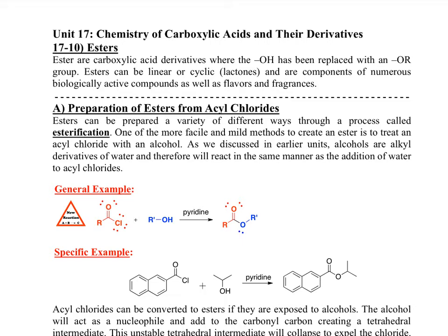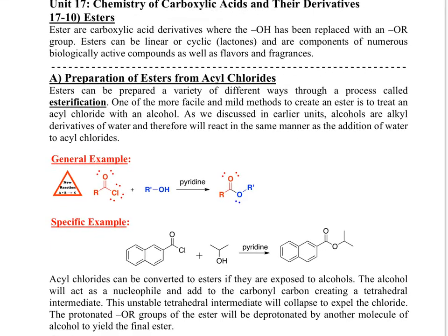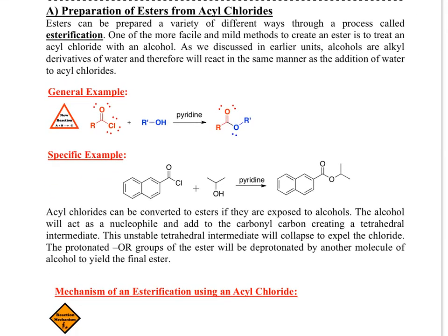So how do we prepare esters? Well, one way to prepare an ester is to take an acyl chloride and treat it with an alcohol. So here we've got a generic acyl chloride, and if we treat it with our generic alcohol, we will make an ester out of that. We need to use pyridine as a non-nucleophilic base. Specific example here, we've got an acyl chloride derivative of naphthalene, and if we treat it with isopropyl alcohol with pyridine, we will make the isopropyl ester shown here.